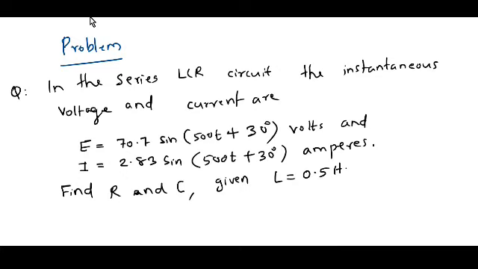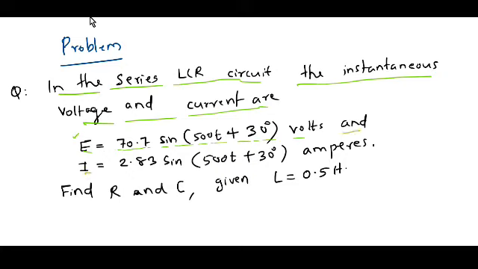This is a question. In the series LCR circuit, the instantaneous voltage and current are given by this expression: E is equal to 70.7 sine(500t plus 30 degree) volts, and the current I is equal to 2.83 sine(500t plus 30 degree) amperes. Find the value of R and C, given L is equal to 0.5.